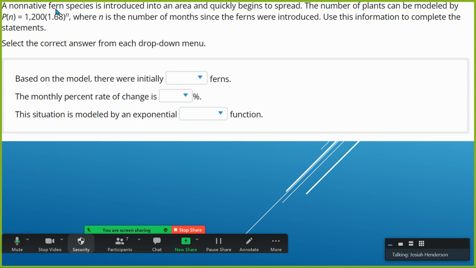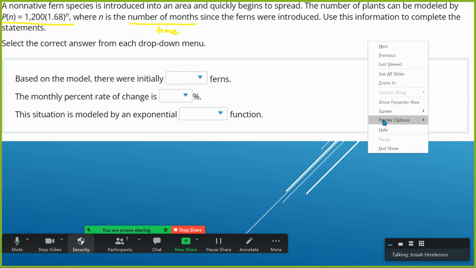A non-native fern species is introduced into an area and quickly begins to spread. The number of plants can be modeled by the formula P of n is equal to 1,200 plants times 1.68 to the n, where n is the number of months. Remember, I told you that x power is always time, right? So in this case, they're just calling it n, but it means the same thing as x. That's our time since ferns were introduced. Use this information to complete the statements.